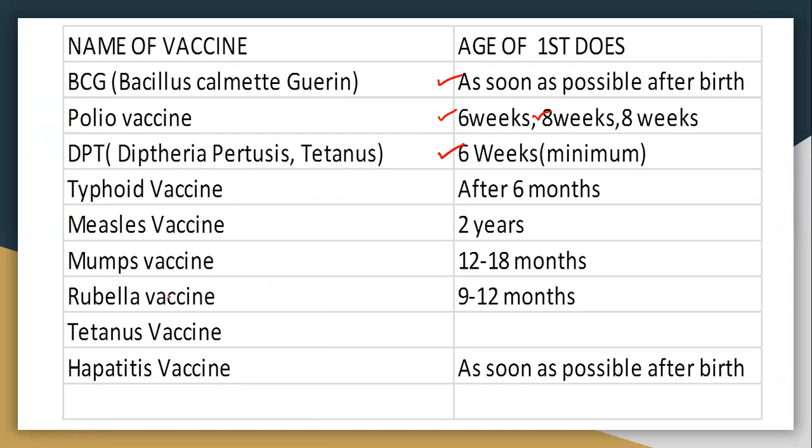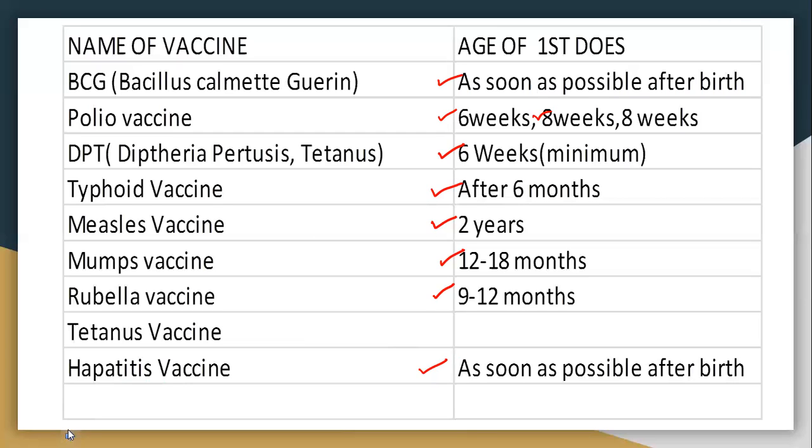So typhoid vaccine is given after 6 months, measles vaccine at 2 years, mumps vaccine at 12 to 18 months, rubella vaccine at 9 to 12 months, and hepatitis vaccine as soon as possible after birth, right? Hepatitis B vaccine is available, and hepatitis A vaccine is also available. So hepatitis vaccine is given as soon as possible after birth, right?